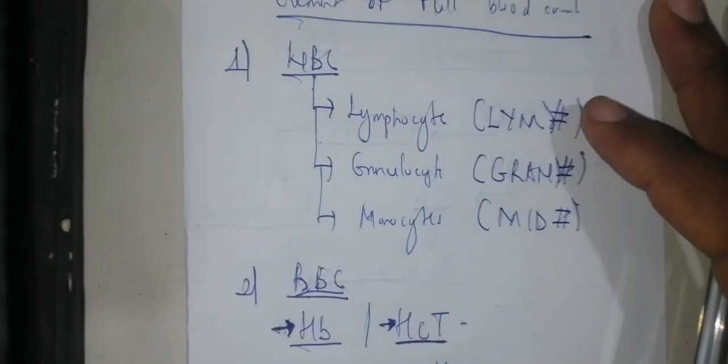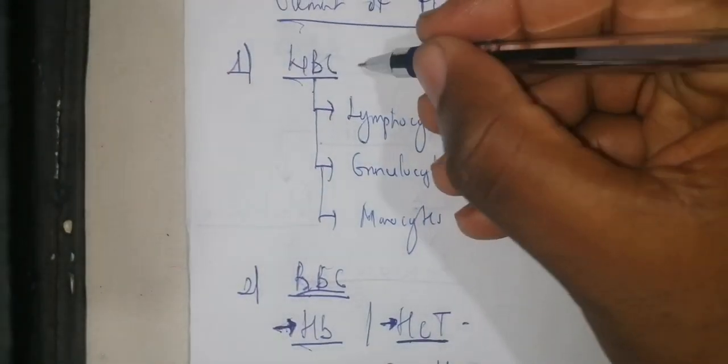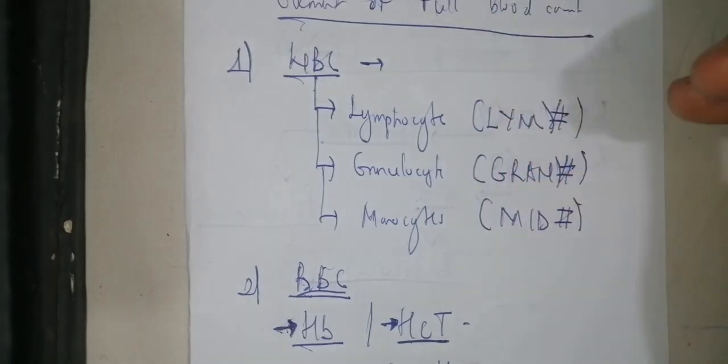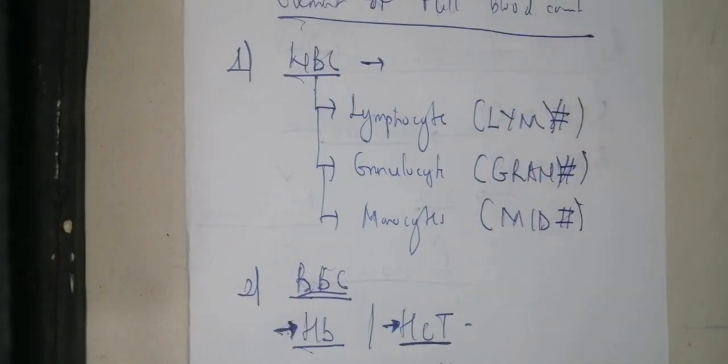Then the next point that we're going to do is to know the normal values of each of them. Basically, for the white blood cell count, the normal values of each of them range with respect to different cases. So these are the elements, and then the next point that we're going to do are the normal values of each of them.